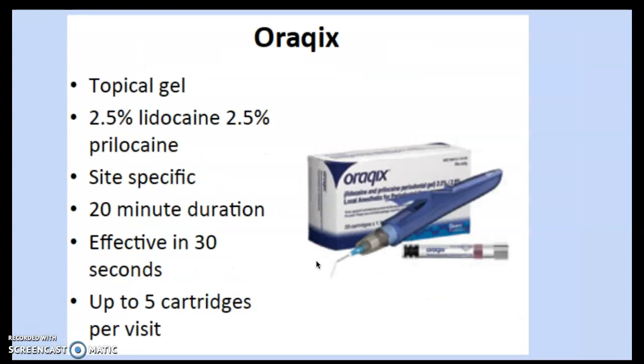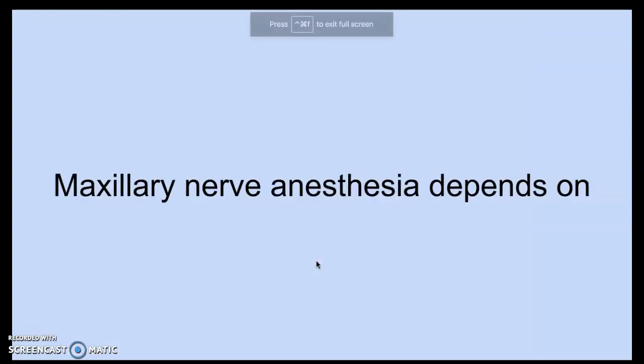Oraqix kits. You guys remember when we first got our kits and we went through it and they took this from us? So this was in our kits. It was taken from us, but this is a topical gel. It has 2.5% lidocaine and 2.5% prilocaine. It's very site specific, has a 20-minute duration, and it's effective in 30 seconds. However, you can only use 5 cartridges per visit. And that is it for this one.